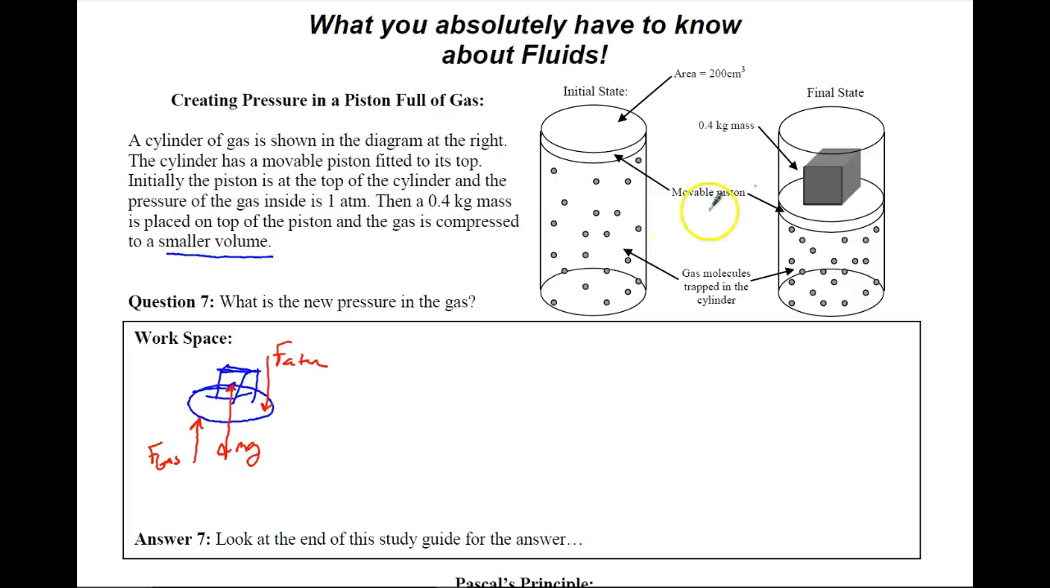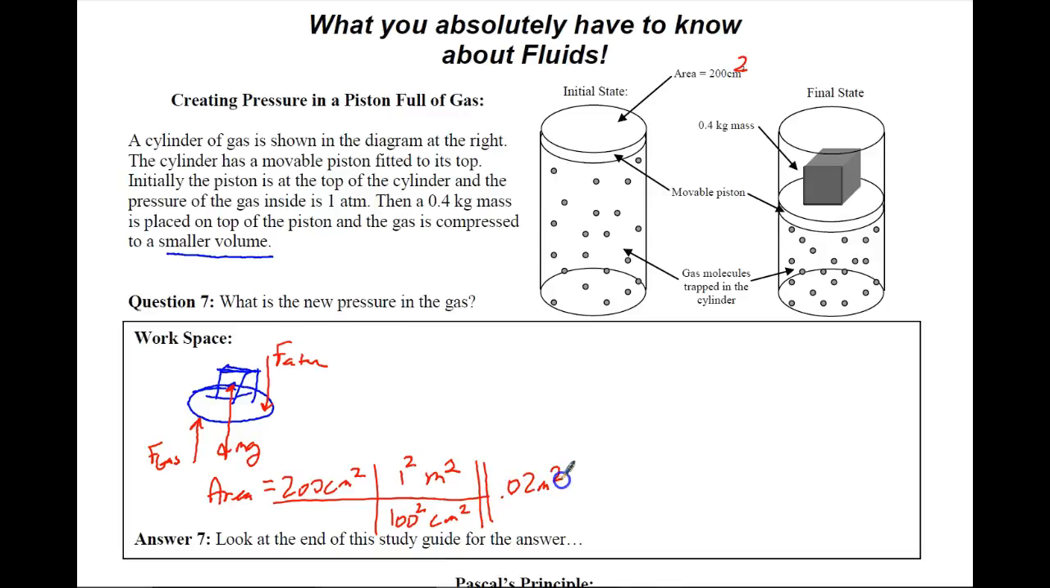The other thing we need to do is we have an area here. So the area is equal to, and you'll notice that there's an error here. It says 200 cubic centimeters. It should be 200 square centimeters. So area here is equal to 200 centimeters squared. And I need to get that to meters squared, so that'd be (1 meter)² over (100 centimeters)². If you don't put the square on everything, it won't work out right. So you'll get 0.02 square meters here.